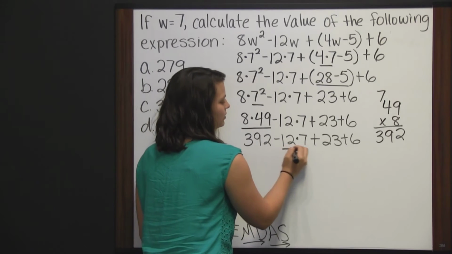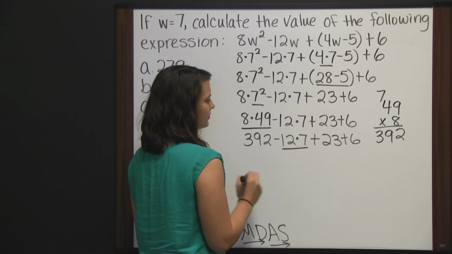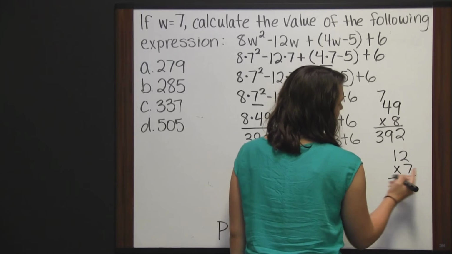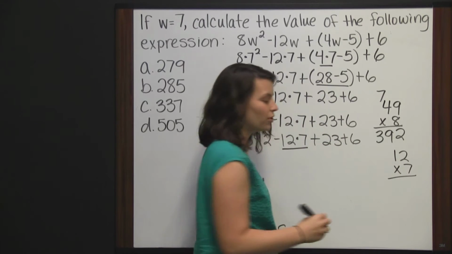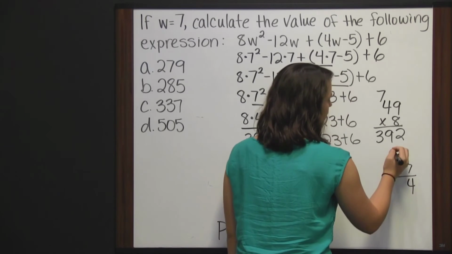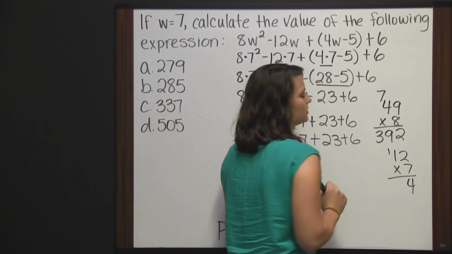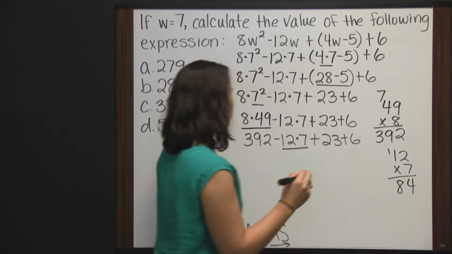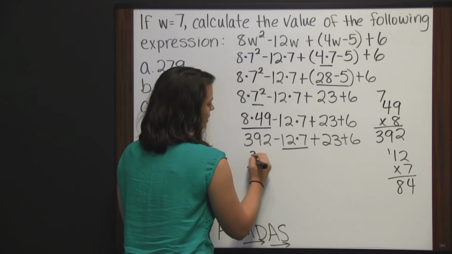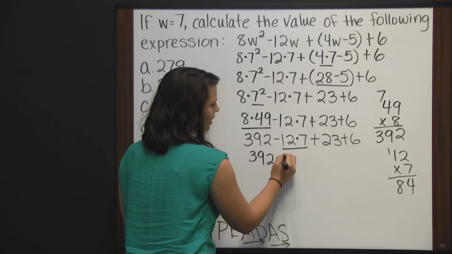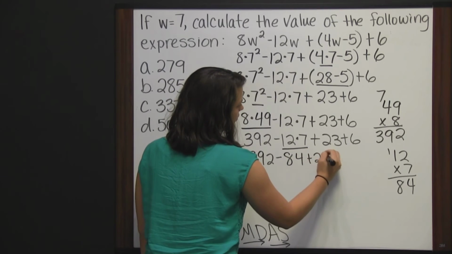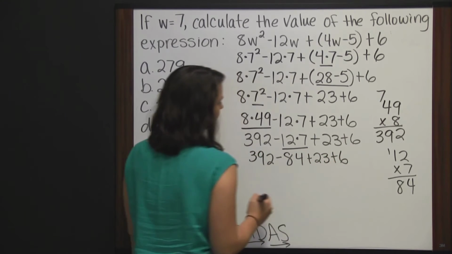So next I see 12 times 7. So we'll multiply that. 12 times 7. 7 times 2 is 14. Write the 4, carry the 1. 7 times 1 is 7, plus 1 is 8. So that's 84. Bring down the 392 minus 84 plus 23 plus 6.